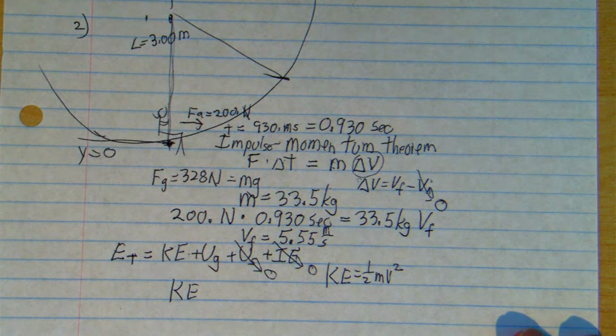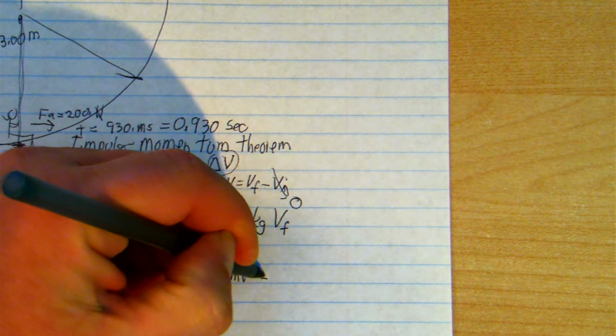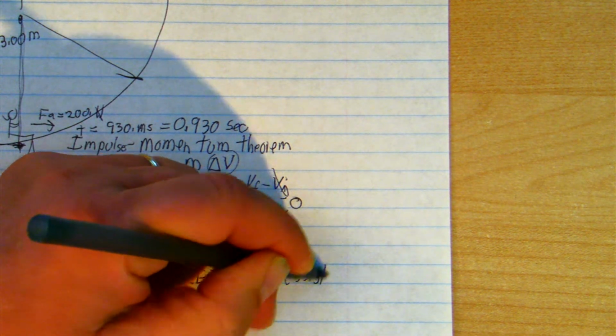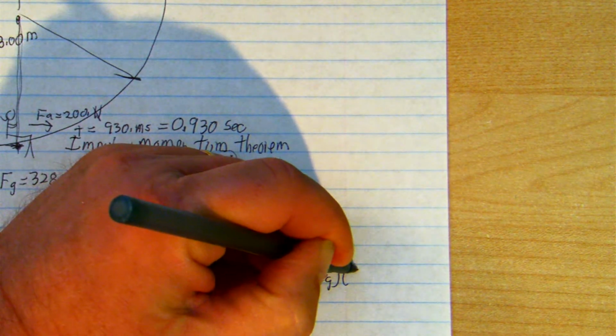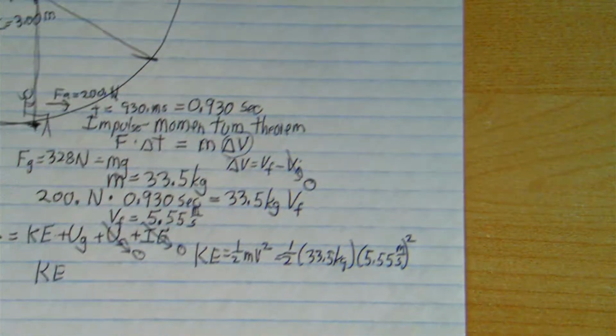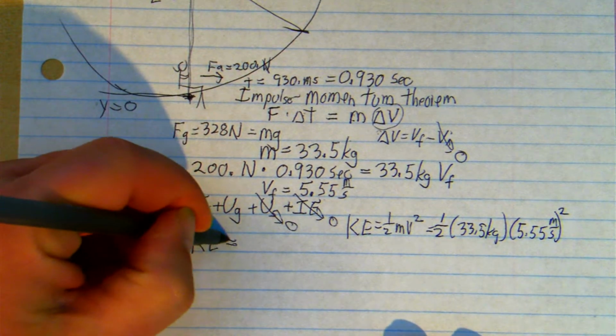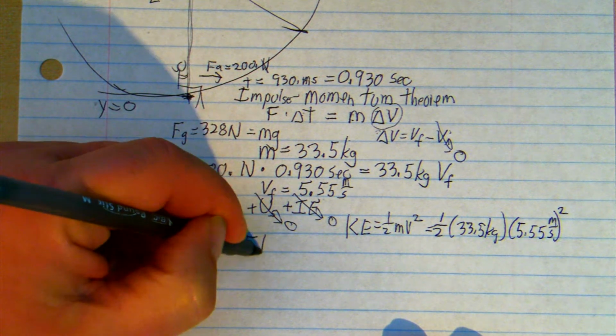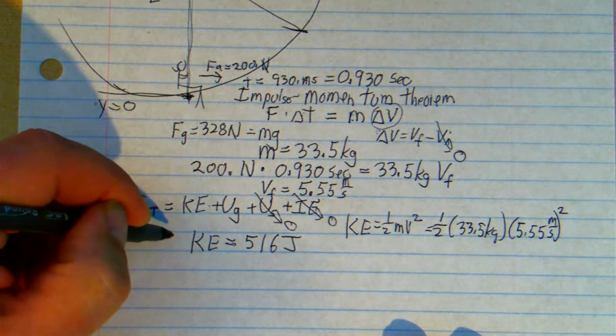I'm going to plug in 0.5 times 33.5 times 5.55 squared. Not sure if I should bother writing that out. One-half times the mass times her speed after one push, squared. Beep, beep, beep. I get 516 joules.